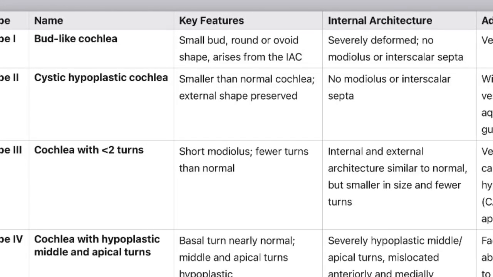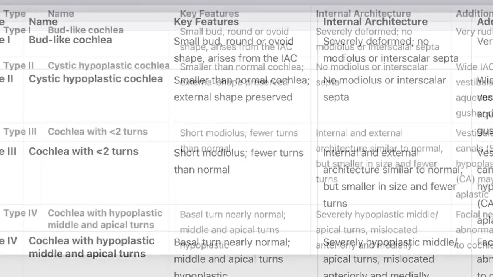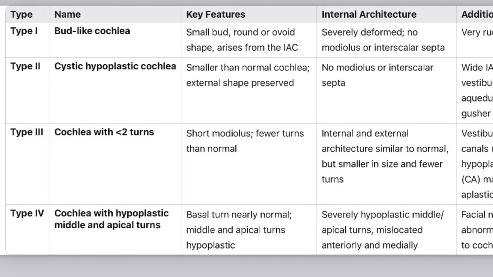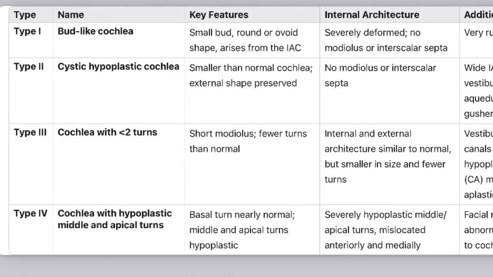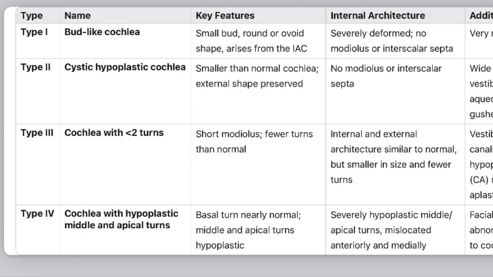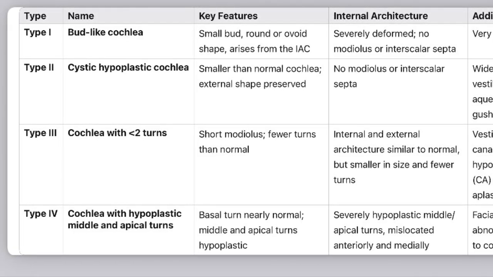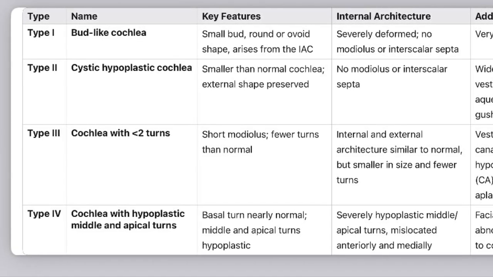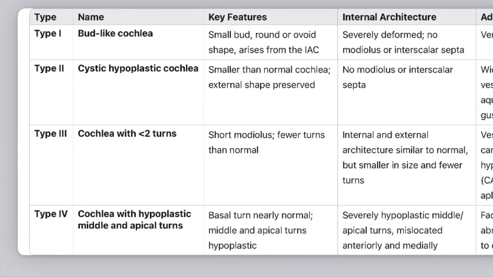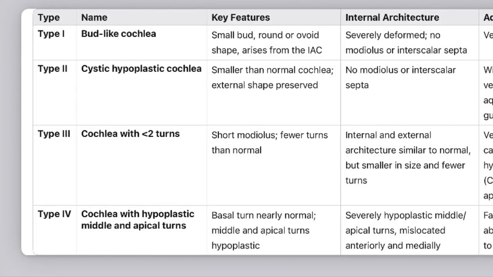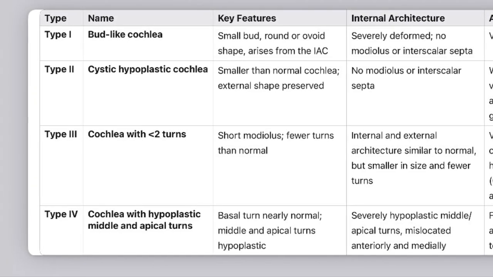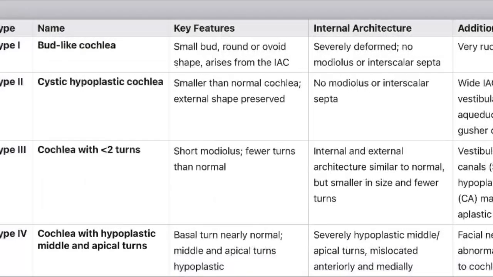In type 2, this is the cystic hypoplastic cochlea. The cochlea is smaller in dimension. There is no modiolus or interscalar septa, but its external architecture is normal. There is wide connection with the internal auditory canal. The vestibular aqueduct may be enlarged and the vestibule may be dilated. In this type of hypoplasia, gusher, or unintentional entry of the cochlear electrode into the IAC, is possible.